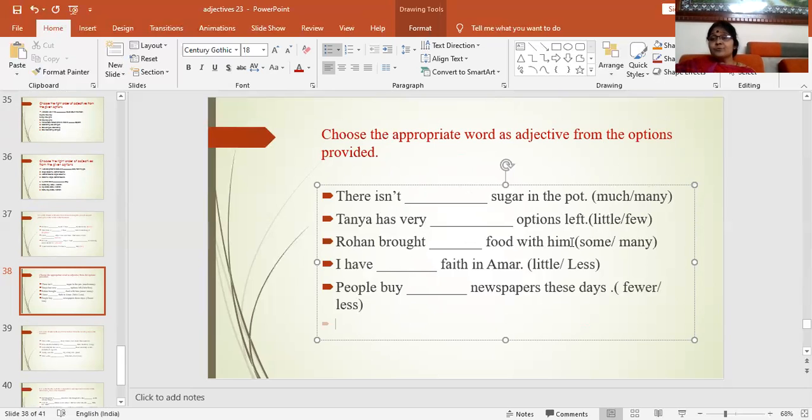Rohan bought dash food with him. Some food with him, right? I have little faith in Amar. And here the answer is, people buy fewer newspapers, because newspapers are again countable, right?